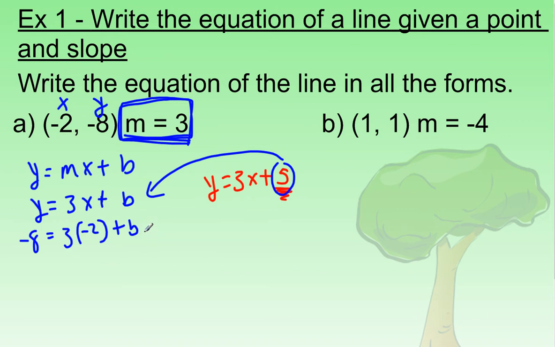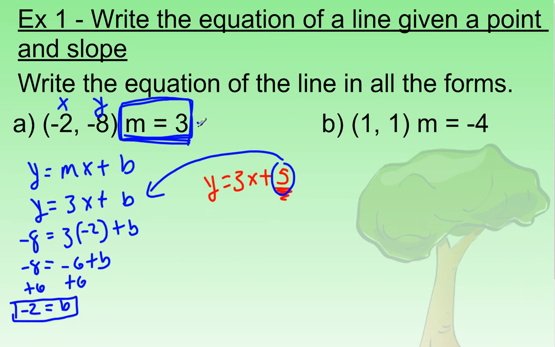Now we can go way back to lesson 4.2, and we can solve this multi-step equation with one variable, and we can get ourselves an answer. I can find out what b is. So we multiply. 3 times -2 is -6. To get the variable by itself, I'm going to add 6 to both sides. So this is easy stuff now. We get -2.